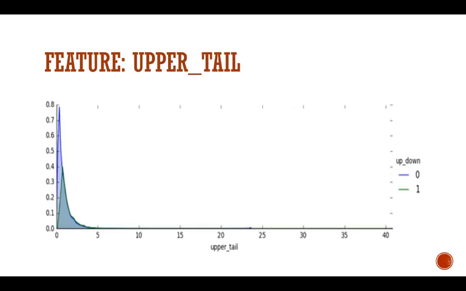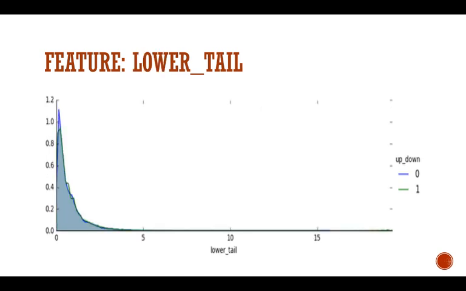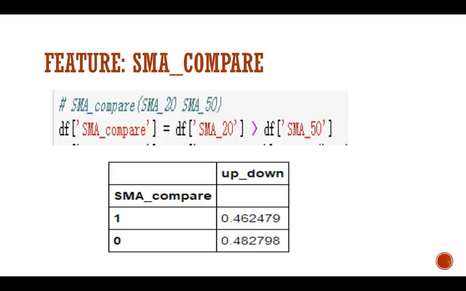Then let's move to upper tail. From the upper tail density plot, we can see it's quite different when the result is up or down. Hence, the upper tail can be a feature, so as the lower tail.